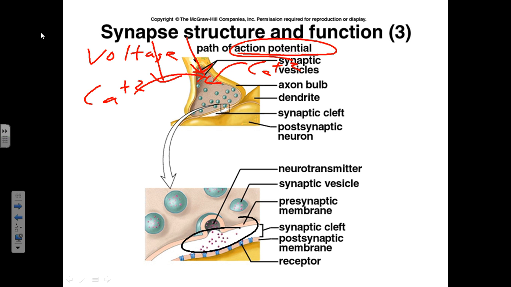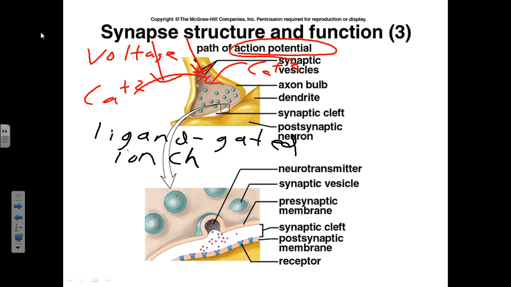Those neurotransmitters diffuse across the gap, the synapse, and they bind to receptors on the postsynaptic neuron. Now those receptors are of a special kind. If you remember when we were talking about cell signaling, one kind of receptor that we talked about was a ligand-gated what? Anybody remember where I'm going here? Ligand-gated ion channel. That's the name for these little receptors.